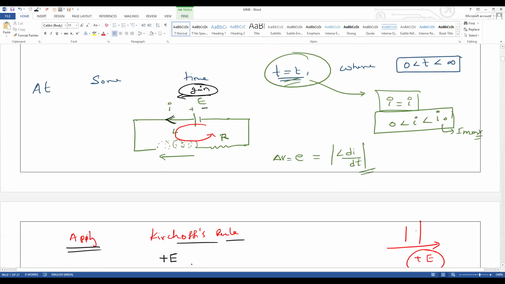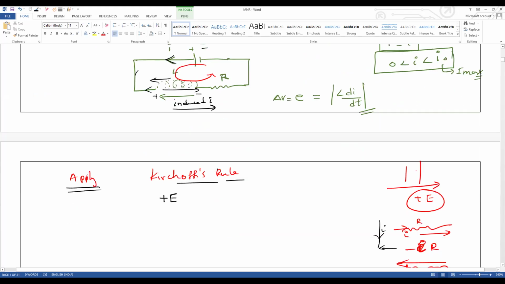Positive. So that it is acting in this direction. Induced EMF is acting in this direction. Induced current is acting in this direction, but the circuit is going anti-clockwise. So this is positive to negative, so negative to positive, but it is acting opposite. So it is also minus. Opposite it is acting. So what is that, everybody? Minus L di by dt.